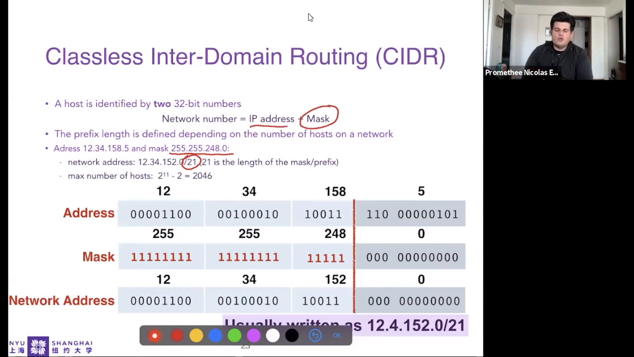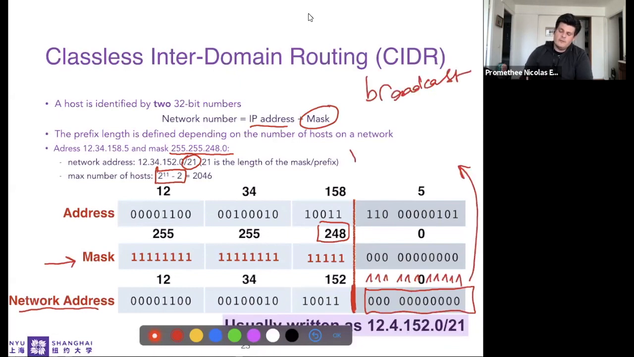So as I said, 220, so it means that the number of hosts is 2 power 11 minus 2, 2046. And so here is the relevant information. I have the mask, which gives us the size of the prefix. If I have all ones, this is the network address. And I can also have a specific address, which is the local broadcast. The local broadcast is basically if I put all ones here.